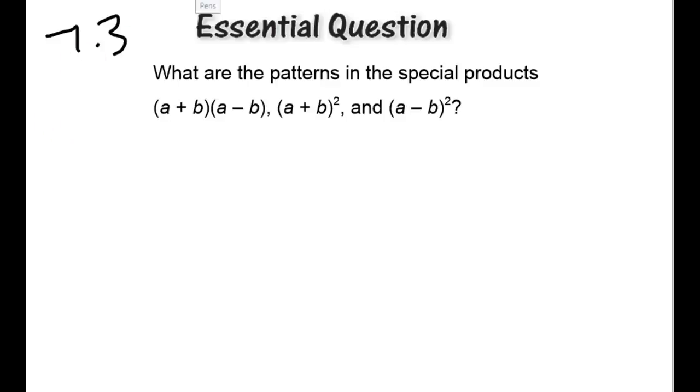Alright, so here is section 7.3, and our essential question is: what are the patterns in the special products (a + b)(a − b), (a + b) squared, and (a − b) squared? You'll see some patterns that happen over and over again, and that leads us to simplify things. We don't have to do all the long work. We can just go with what we know.